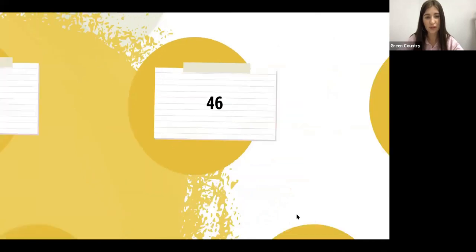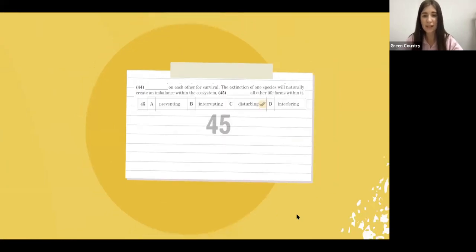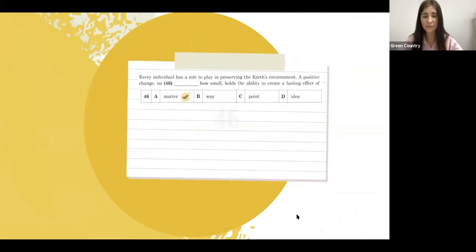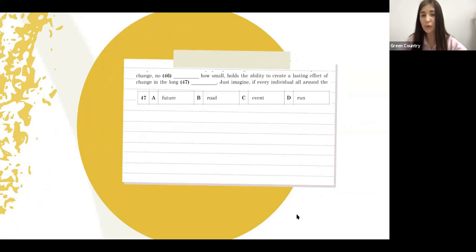45, yeah, sure, let's go back to 45. 45 is disturbing, it means to try to change some process or activity here. You can see it on the screen. Let's go to question 47. So we have two questions, but we will focus on 47. Hold the ability to create a lasting effect of change in the long something. So from the options, we need to choose the phrase that means for a long time, like in the future. What do you think of that?